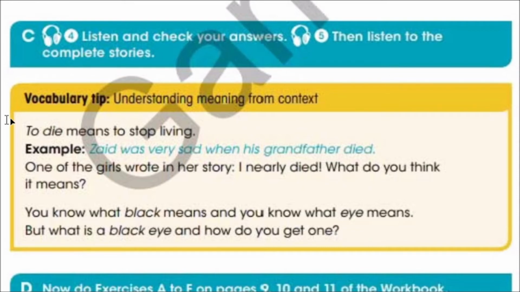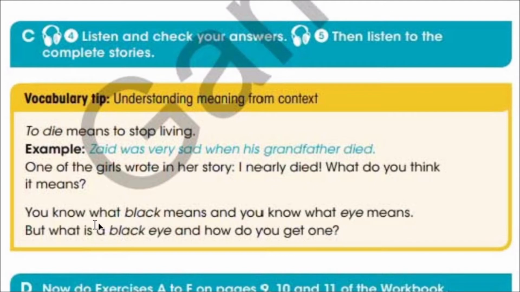Let's move on to the vocabulary tip. Vocabulary tip: understanding meaning from context. To die means to stop living. Example: Zaid was very sad when his grandfather died. One of the girls wrote in her story, "I nearly died." What do you think it means? Does it mean that she actually dies? Very good. It doesn't mean that, but it means that she was so embarrassed that she nearly died.